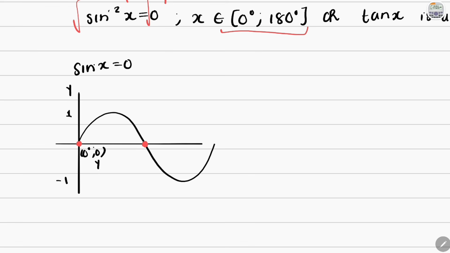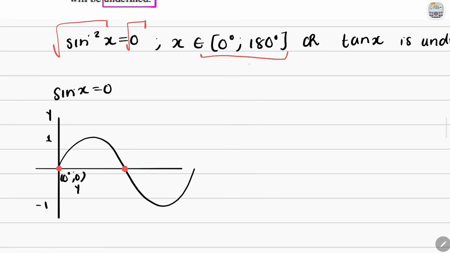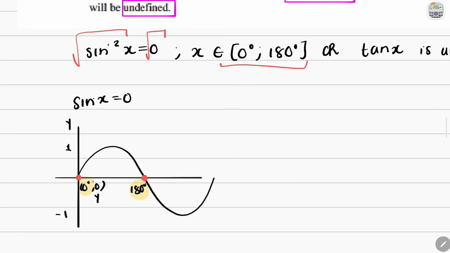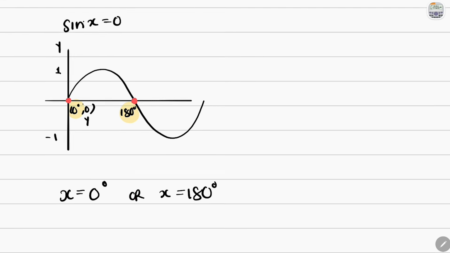So the sine graph goes like this. There's 0 degrees and 0. Then here, this is 90 degrees and 1, 180 degrees and 0, 270 degrees and -1, and then 360 degrees and 0. So for this interval specifically, that would be at 0 degrees and 180 degrees. That is our answer for this part: x is equal to 0 degrees, or x is equal to 180 degrees, and then we're done with that sine graph.